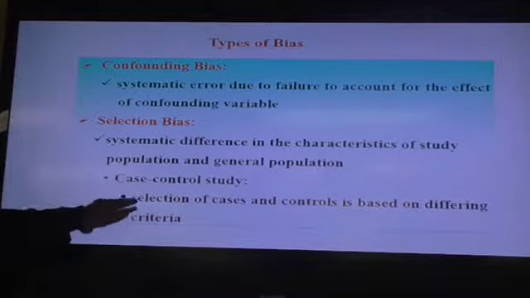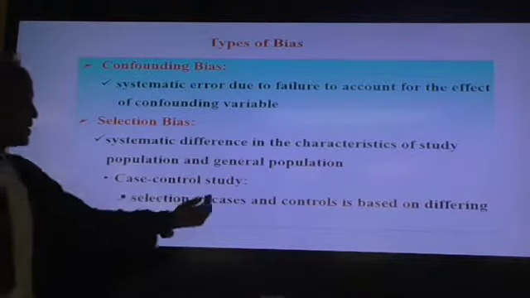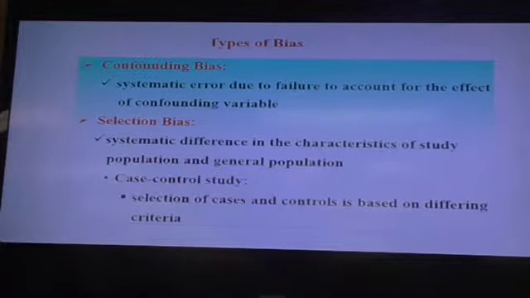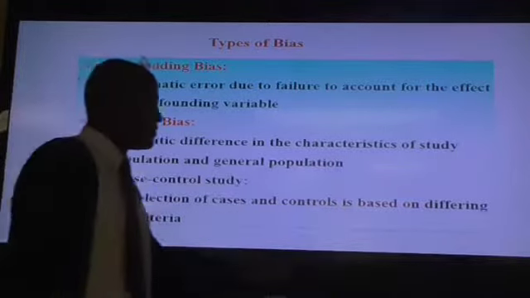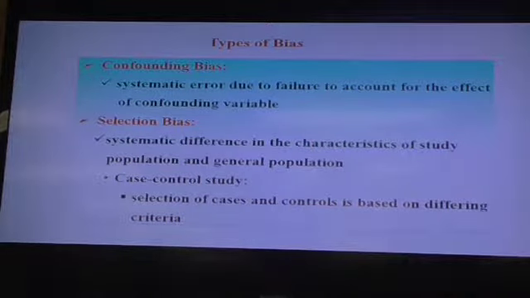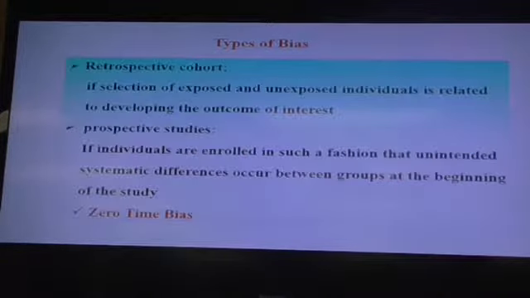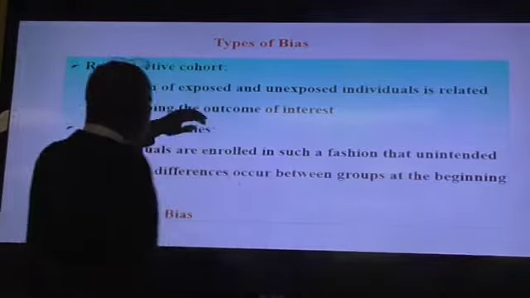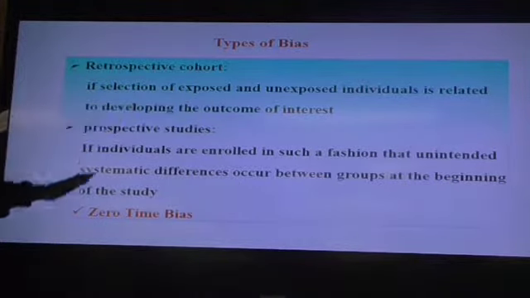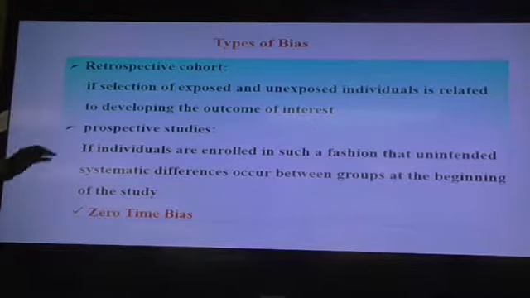You collect information retrospectively. So if cases and controls are selected on the failing criteria, then that will lead to selection bias because they are already different. Selection of cases and controls, if that is based on the failing criteria. Again, in retrospective cohort, also if selection of exposed and unexposed individuals is related to developing the outcome of interest, that will also lead to bias.